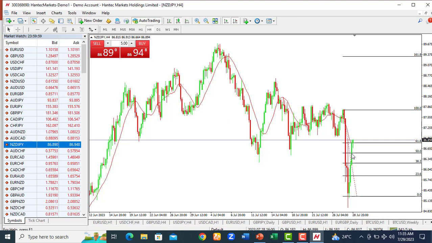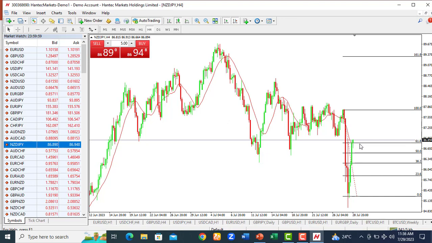Now remember, you don't just sell the market, you wait for candlestick confirmation. So by assumption, let's say you have the candlestick confirmation already, confirming the market for a sell, and you wish to take entry in the market. Now the problem is, where would you set your stop loss?